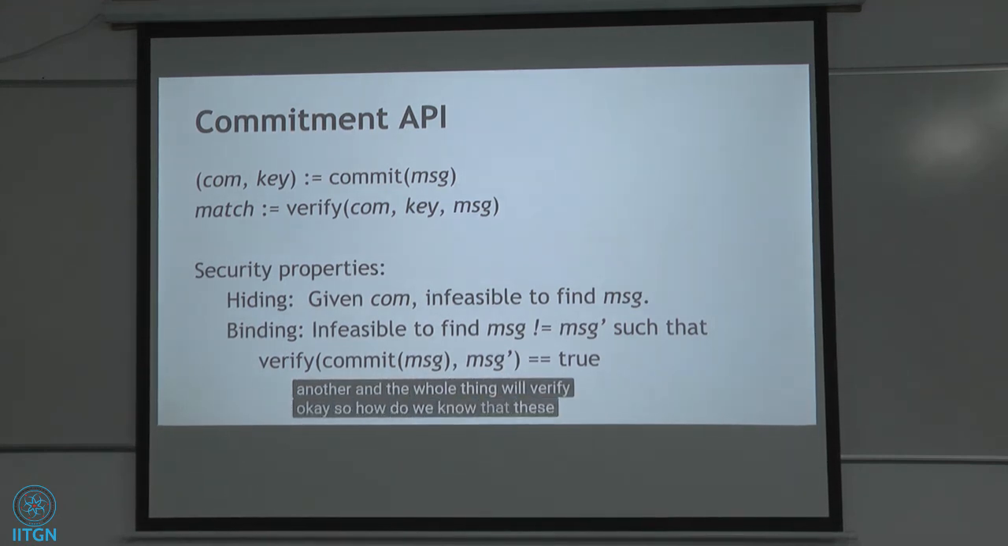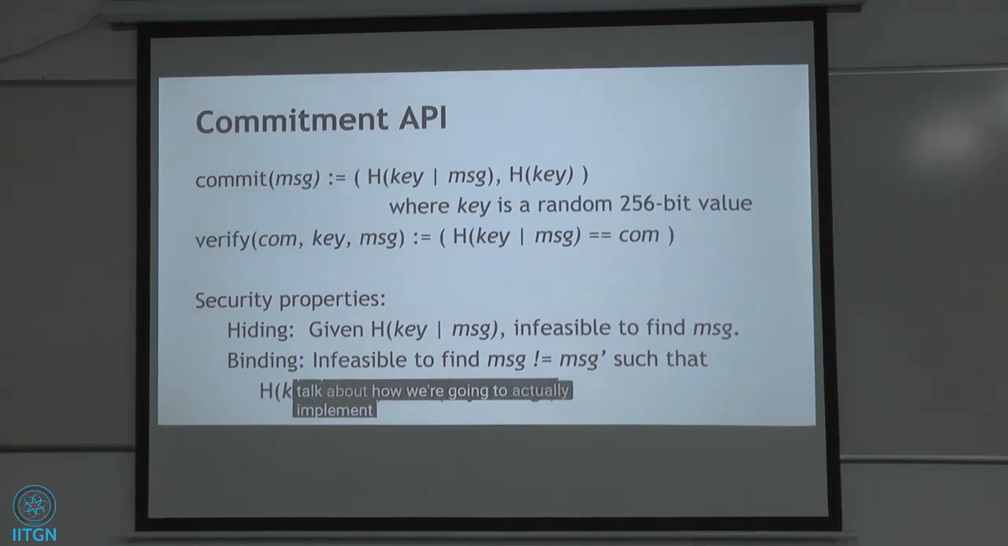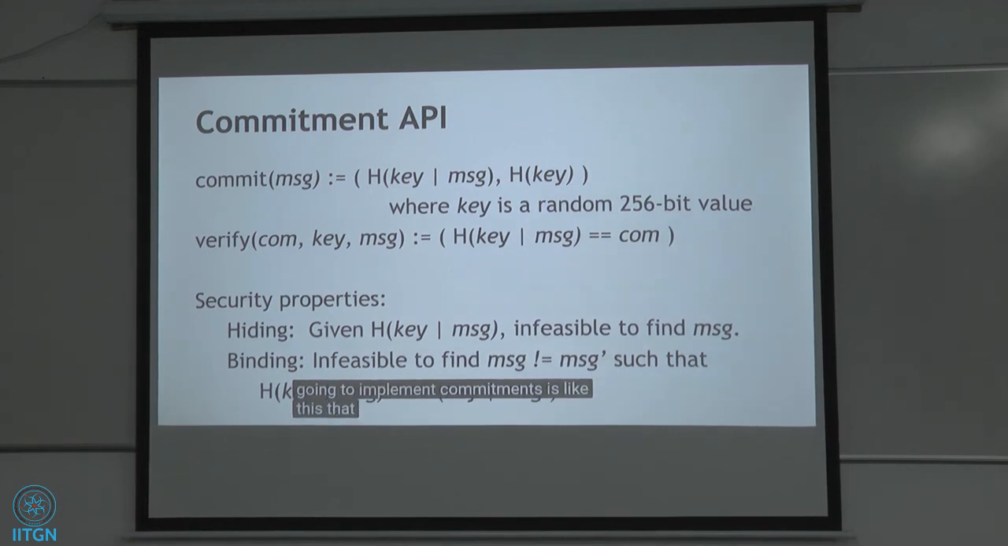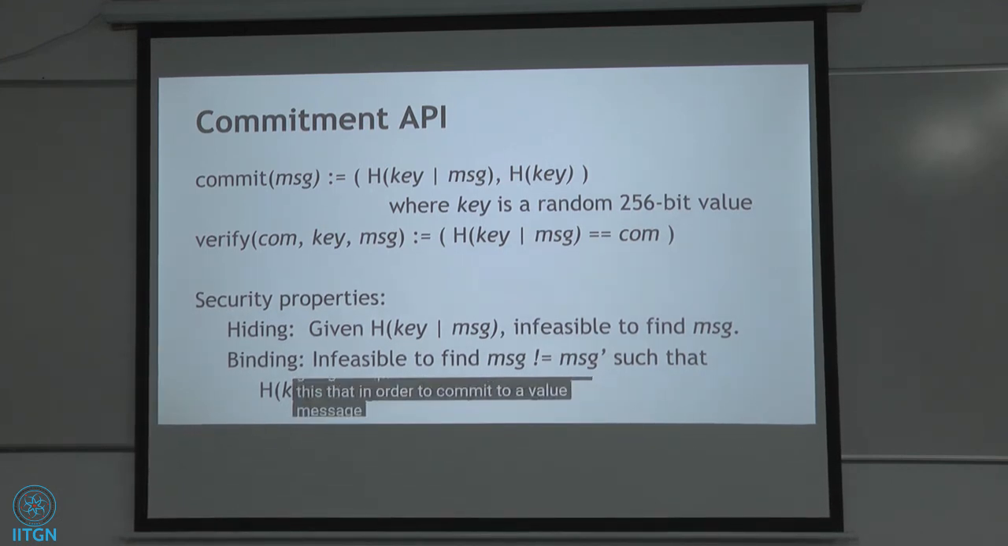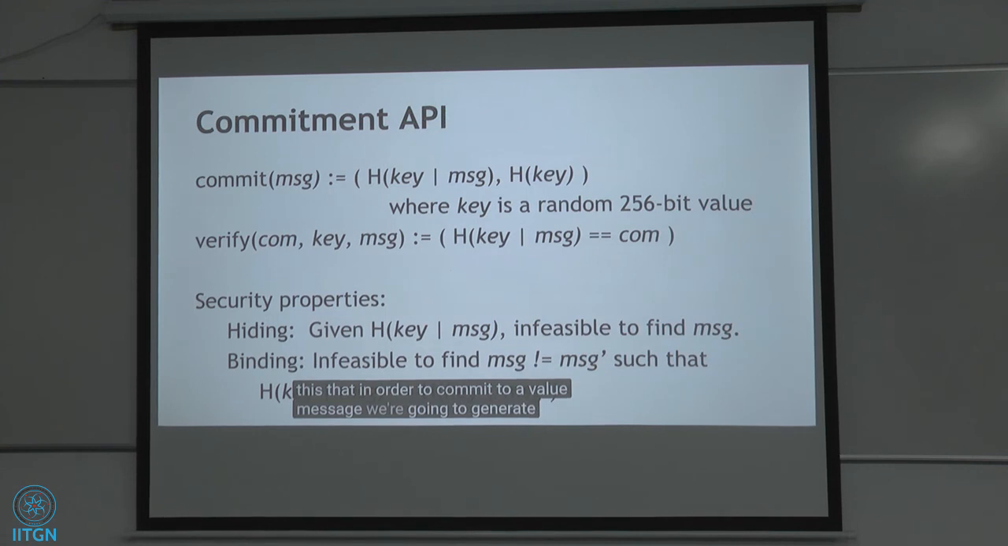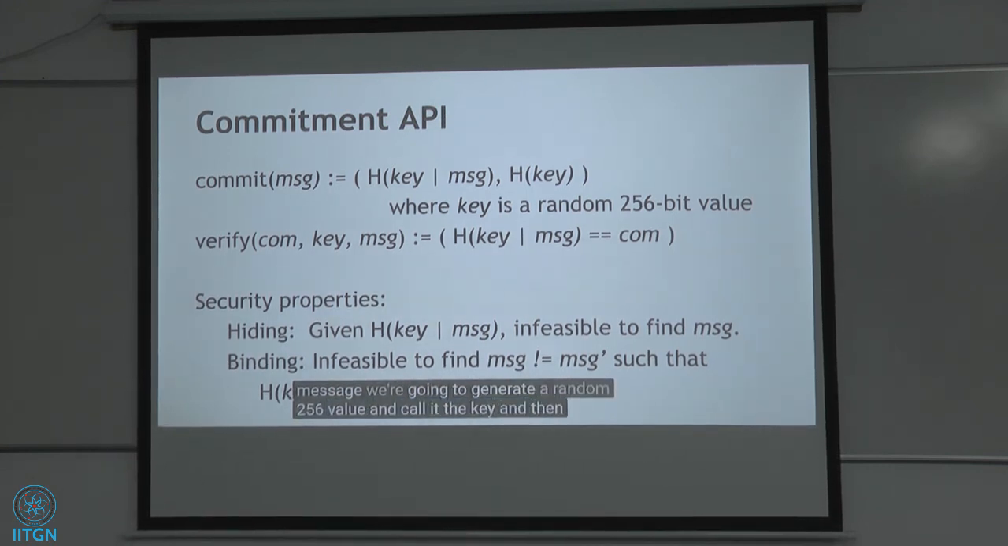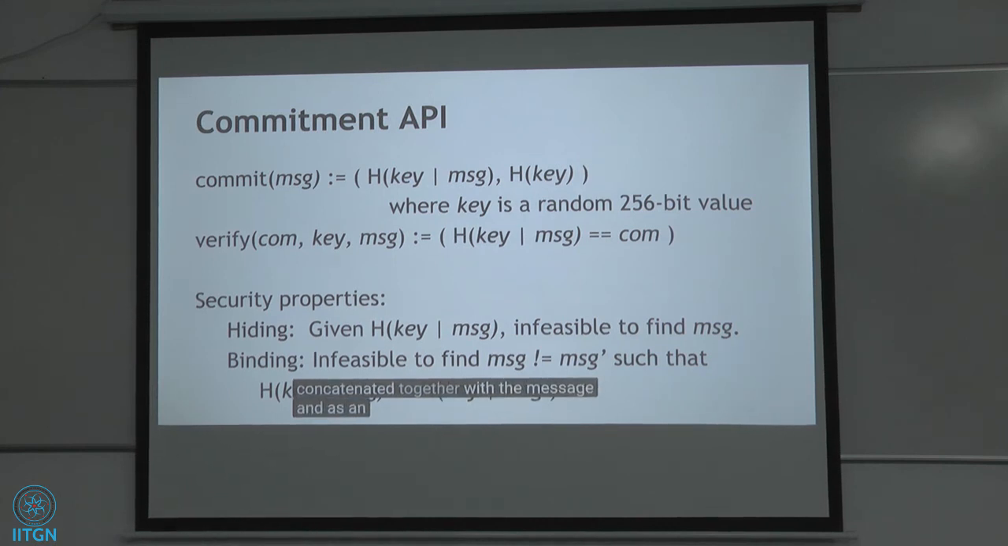Okay, so how do we know that these two properties hold? Well, first we need to talk about how we're going to actually implement commitments. And the way we're going to implement commitments is like this. In order to commit to a value message, we're going to generate a random 256 bit value and call it the key. And then we're going to, as the commitment, return the hash of the key concatenated together with the message. And as the key value, we're going to return the key.